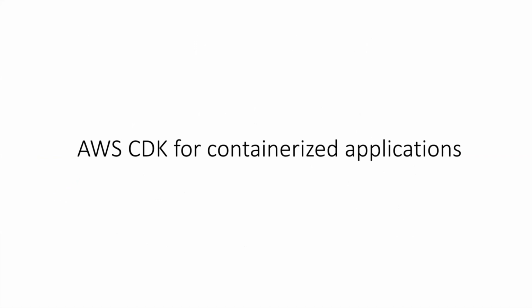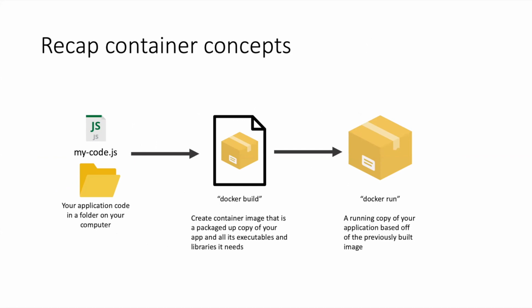So we introduced containers, we introduced container orchestration, and now hopefully I've sold you on the idea of AWS CDK. Let's see how CDK and containerized applications combine with each other. And so just to recap, to make sure we're on the same page, the container is just a way to gather up the application code off a folder on your computer, and then I run Docker build to build a container image that has my application and all of its dependencies. And then I use Docker run to take that container image and turn it into a running container in an environment.